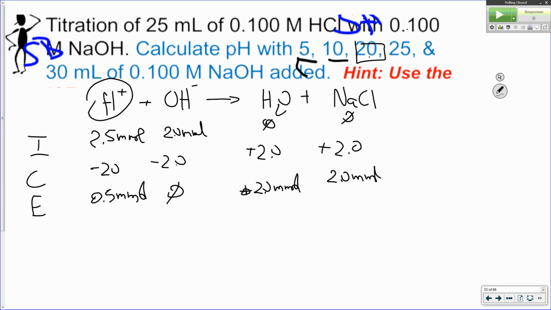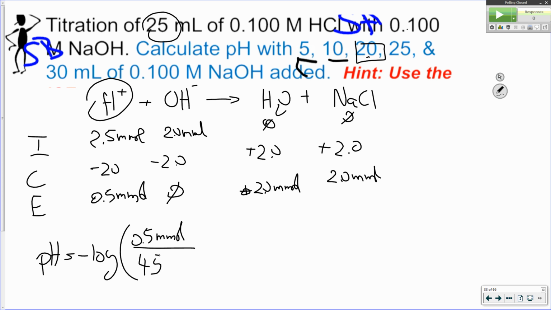Again, the H plus is going to control the pH. pH is going to be equal to the negative log of the moles, the 0.5 millimoles of the H plus, divided by the total volume. Now the total volume is the 25 initial plus the 20. I'm up to 45 milliliters total volume. Millis cancel out. 0.5 divided by 45. Take the negative log. pH is all the way up to 1.95. So we're going to do the last two.